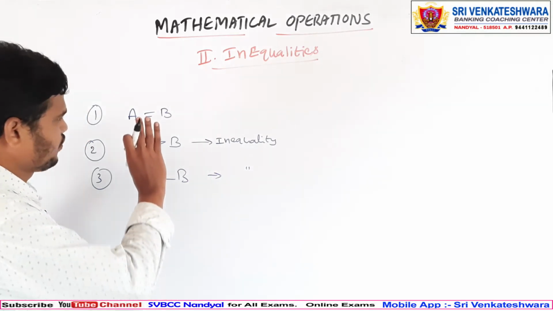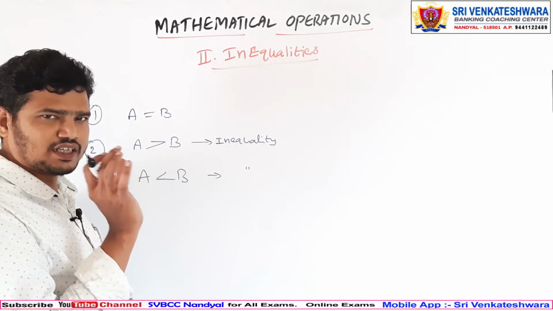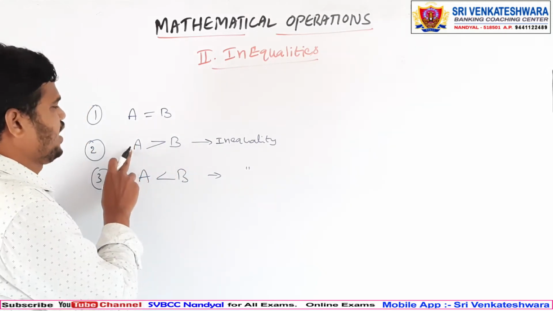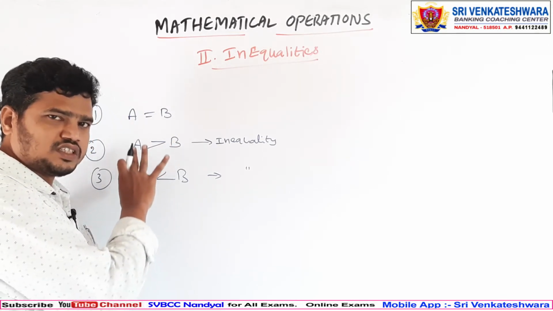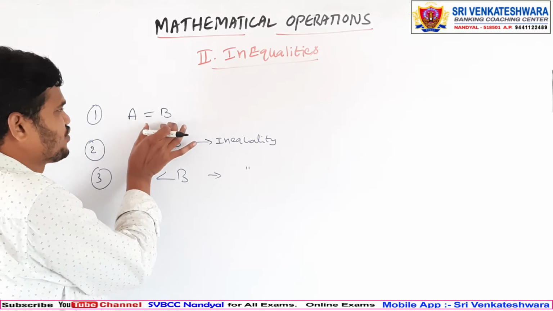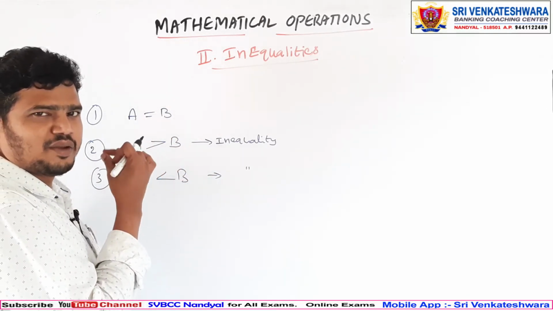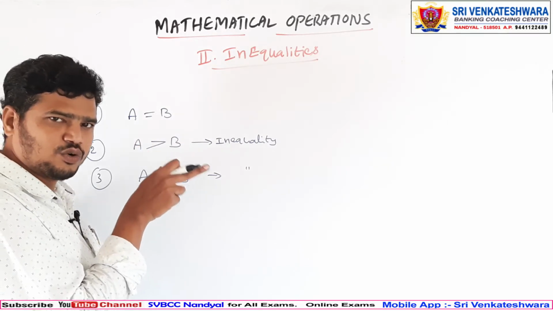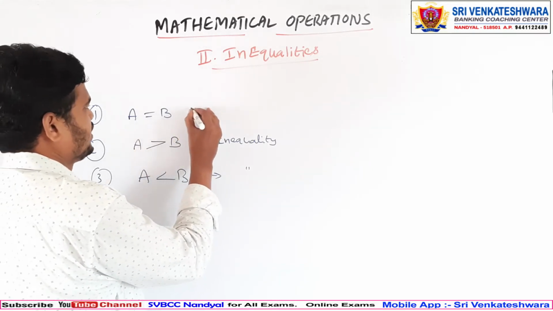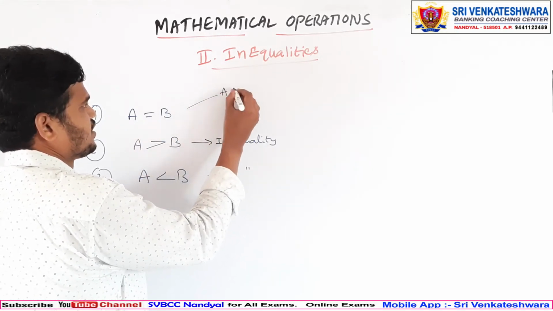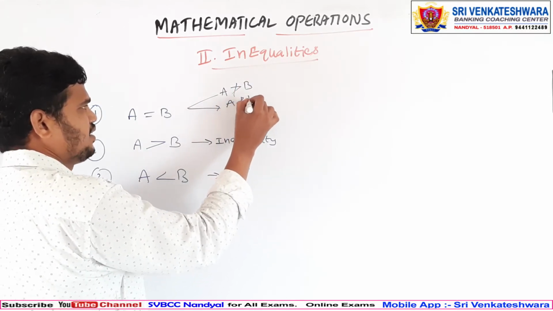Now, if you observe these three, A is equal to B means A is exactly equal to B. So A is not greater than B and A is not less than B. It does not satisfy these two conditions, only A is equal to B. In the same manner, A greater than B means A is not equal to B and A is not less than B. How can we write this one here? A is not greater than B and A is not less than B.